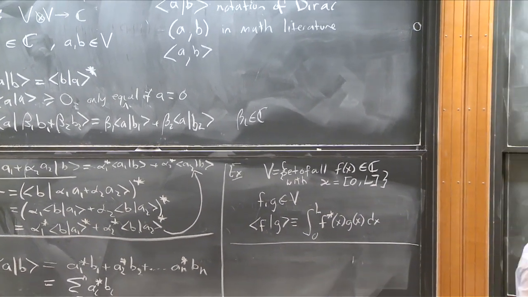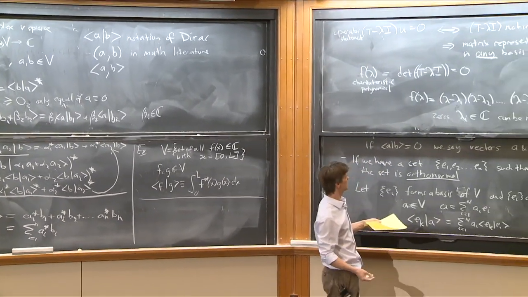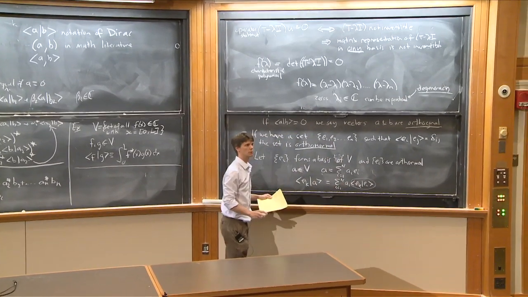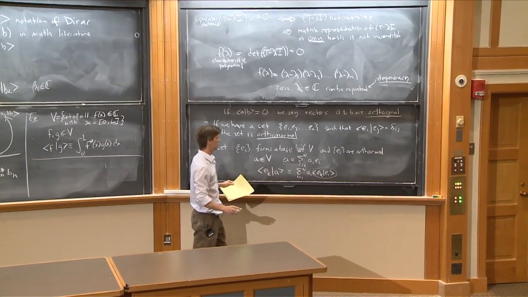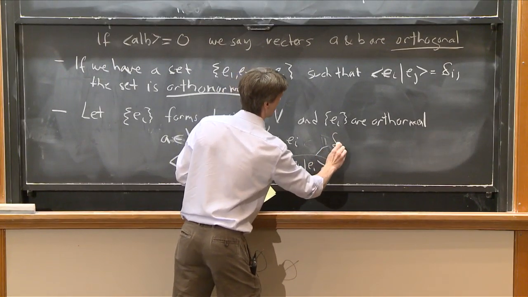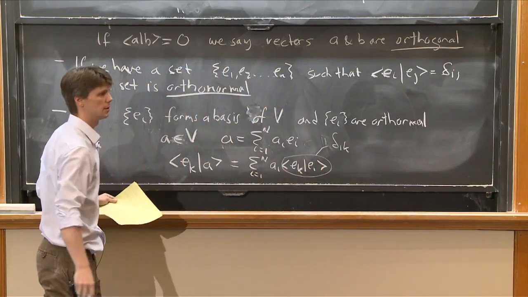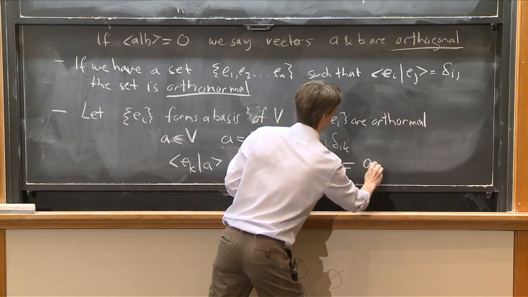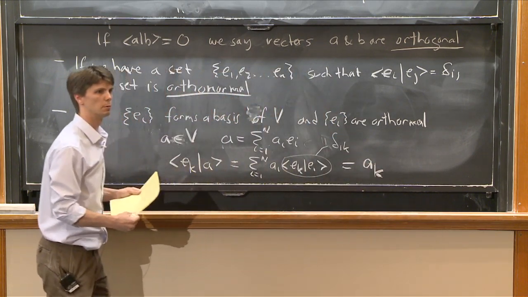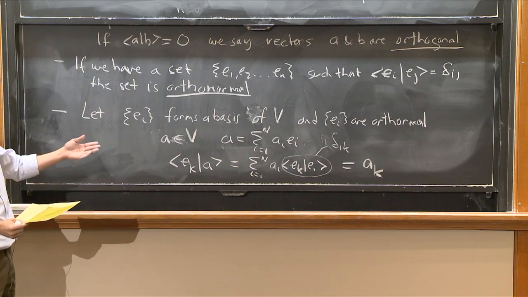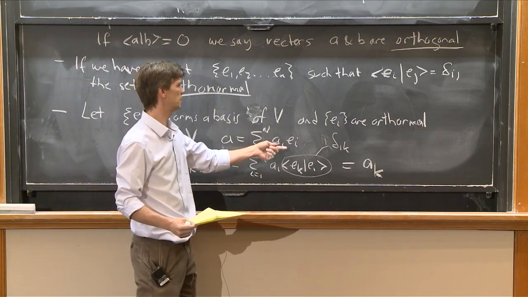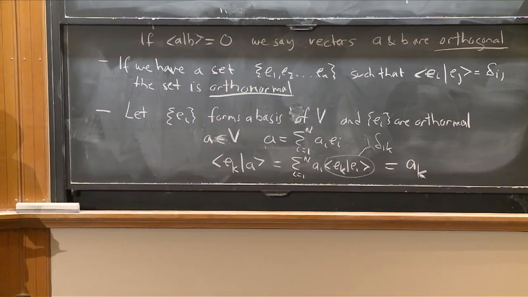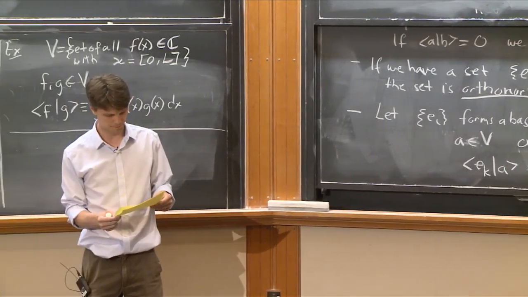But we also know that because this is an orthonormal basis, this thing here is a delta function, delta_ik, right? And so I can, in fact, do this sum, and I get that this is equal to a_k. And so we've defined what we mean by the components of this vector in this basis e_i. They're defined by this inner product, right? Okay.